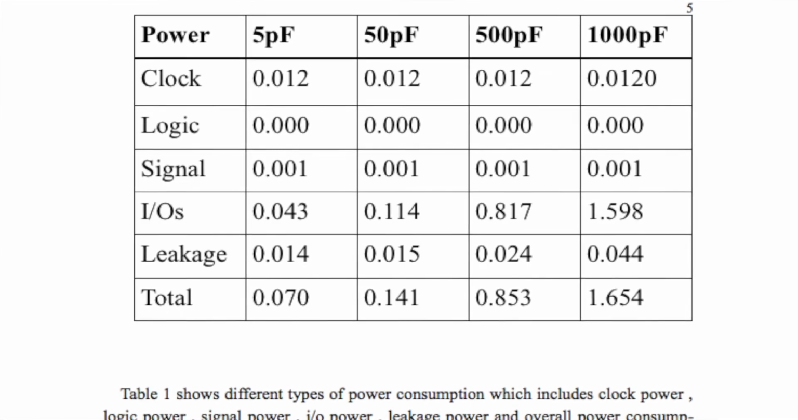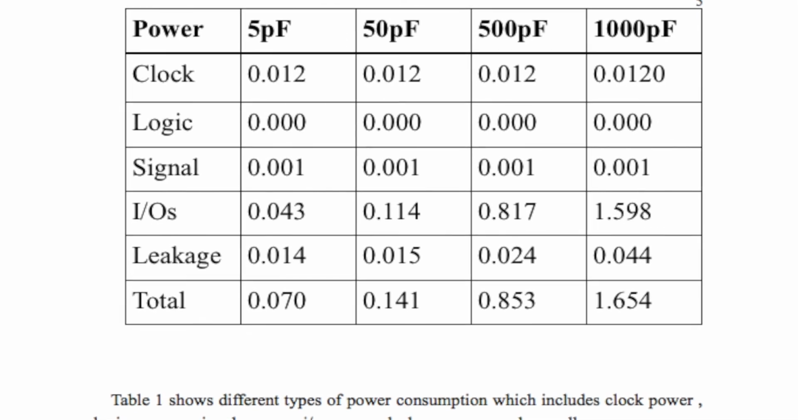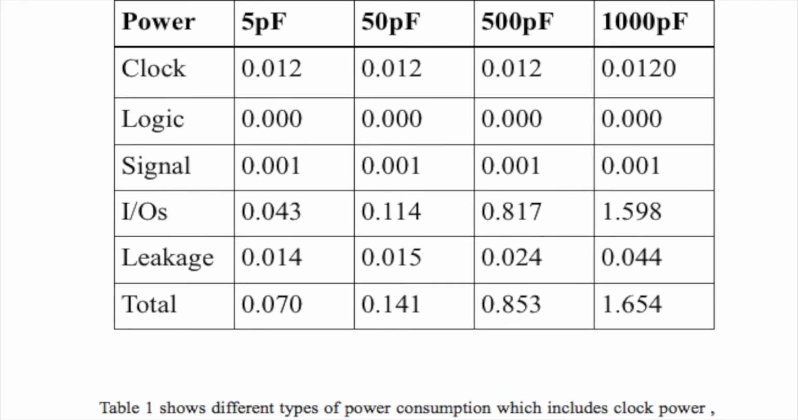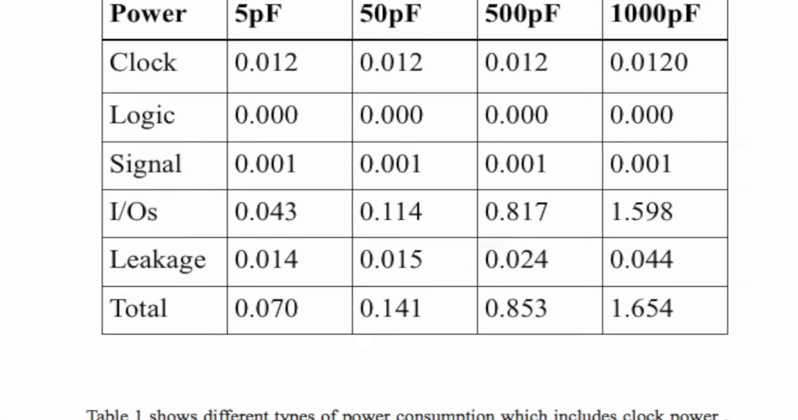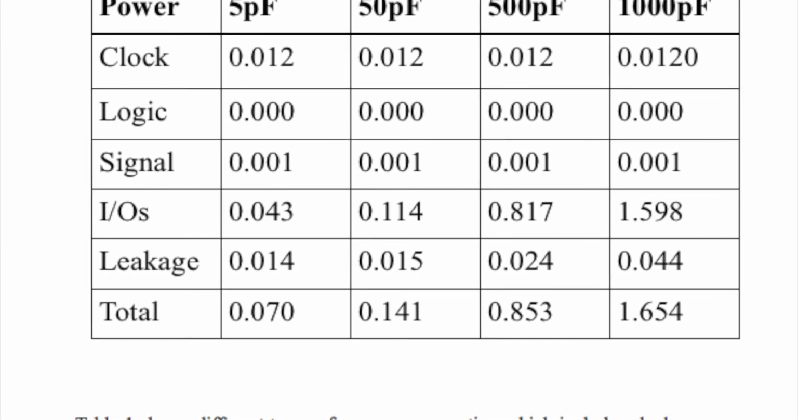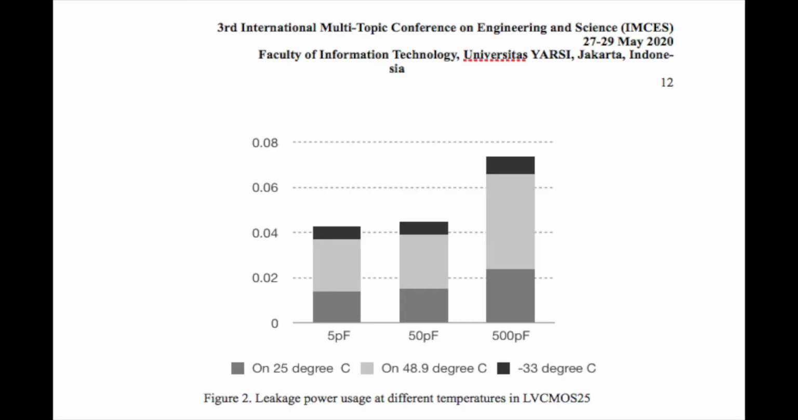The most power consumption is visible in input output power, which increases with increasing capacitance value, and so does the total power consumption. By plotting these values in a bar graph, we found out that total power reduces as we reduce the capacitance value. Also, the lower the temperature, the lower the leakage power. There is about 84% reduction in leakage power as we move from 48.9 degrees Celsius to minus 33 degrees Celsius, keeping the output load capacitance maximum, that is at 1000 picofarad.